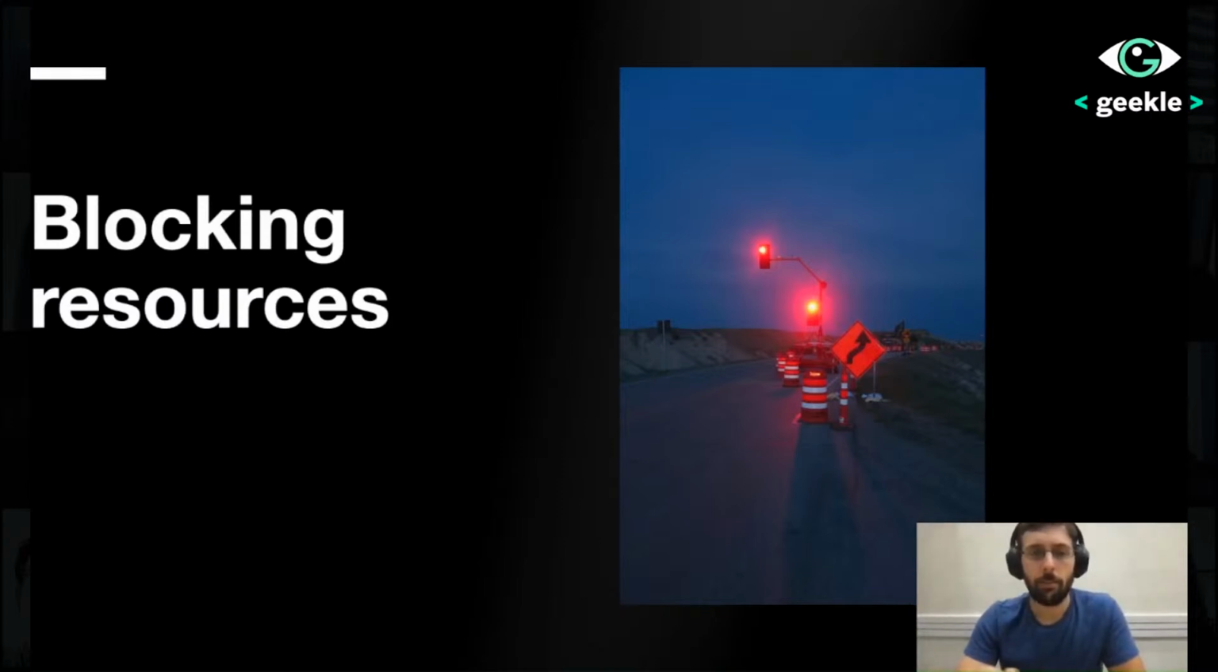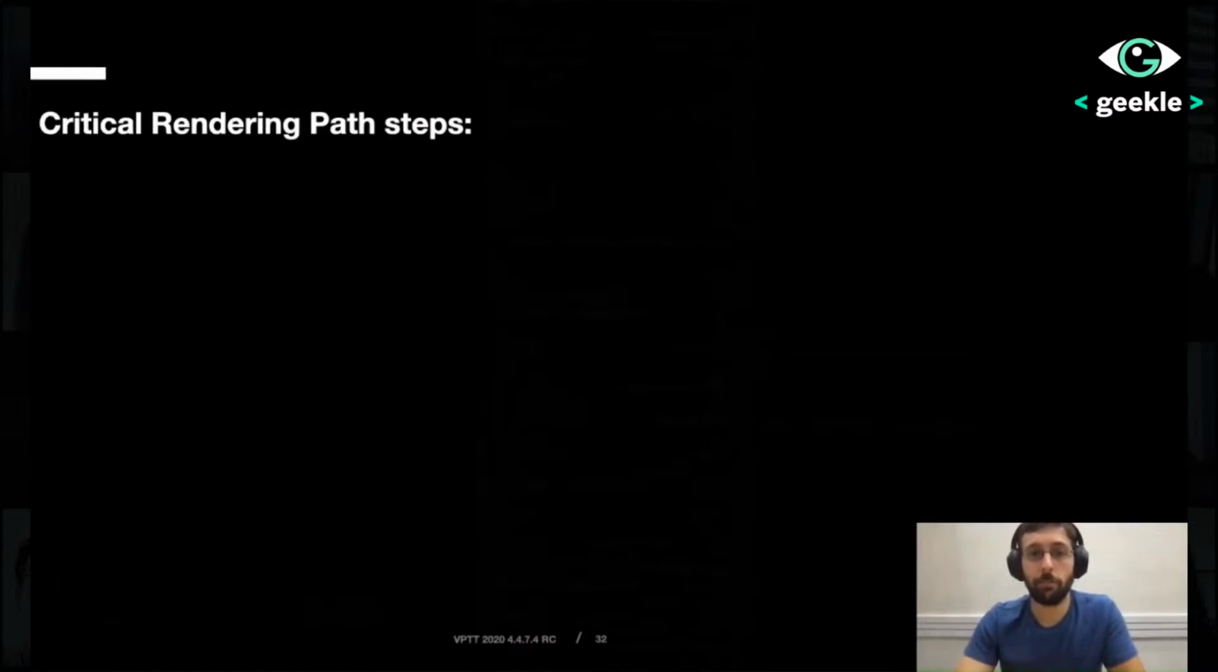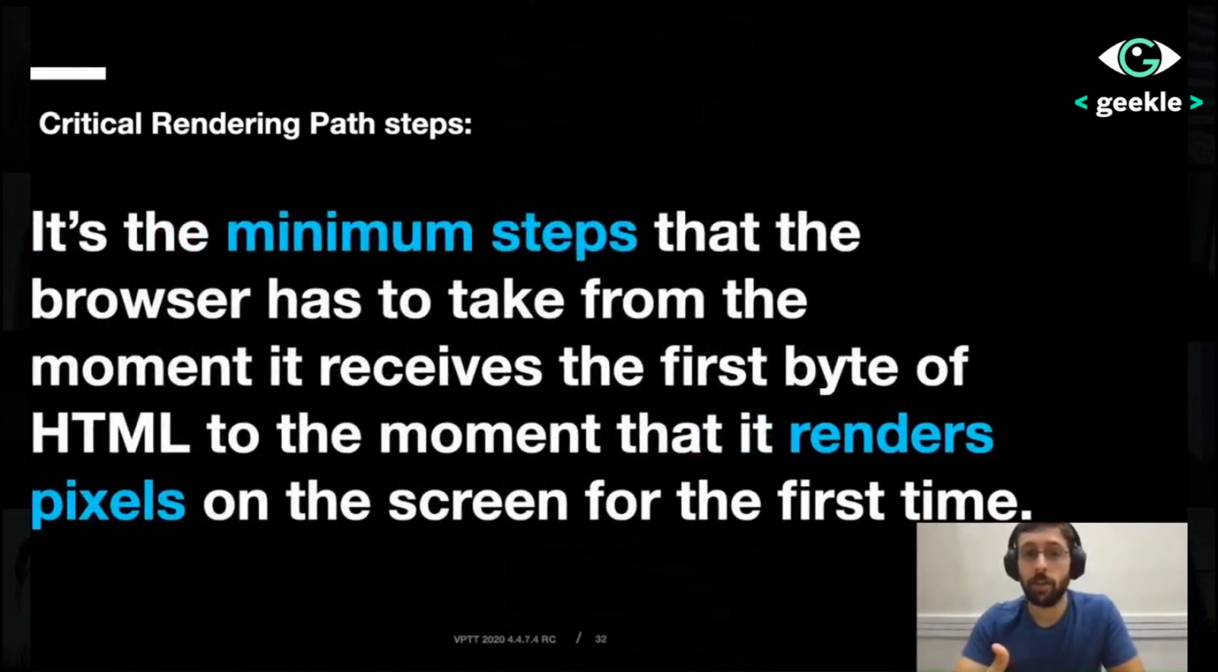But I mentioned something before. What is the critical rendering path? It is the minimum steps that the browser has to take from the moment it receives the first byte of the HTML document to the moment that it renders pixels on the screen for the first time. Essentially, it's what the browser has to do to process our critical resources into something that our user can enjoy.